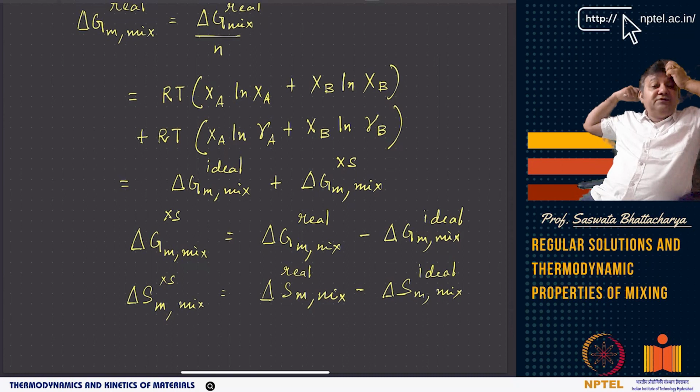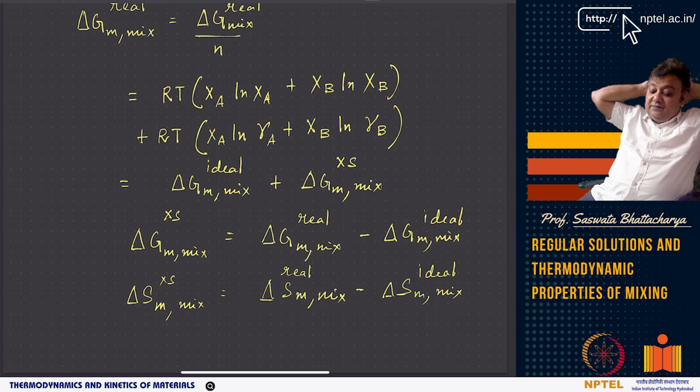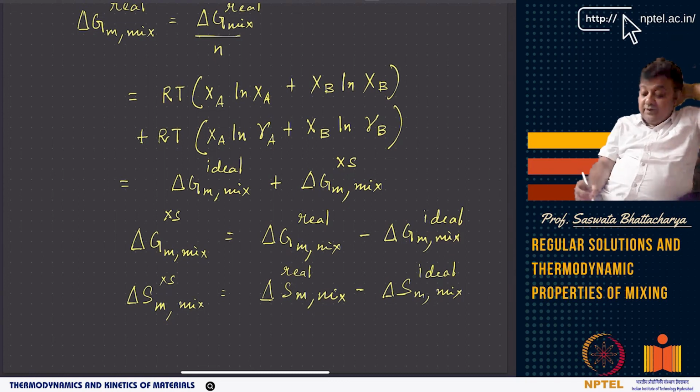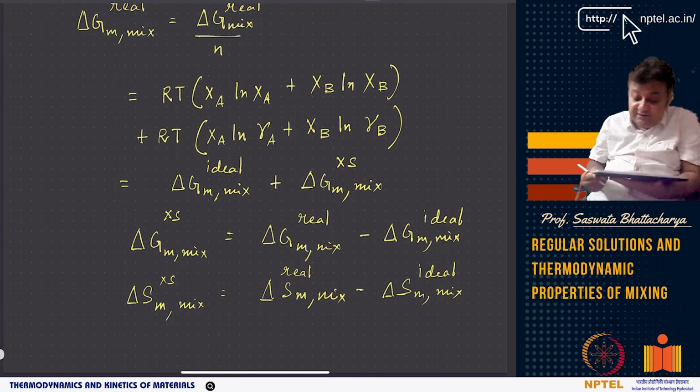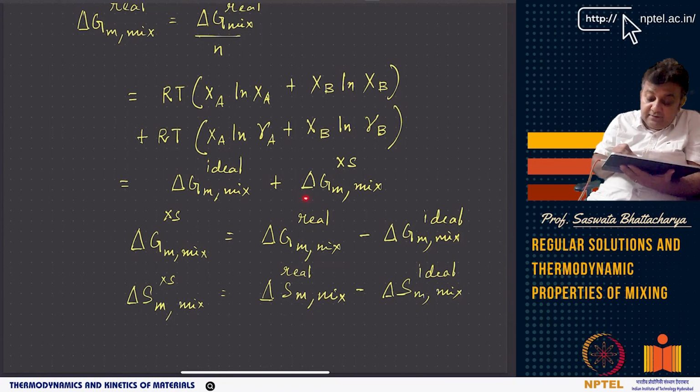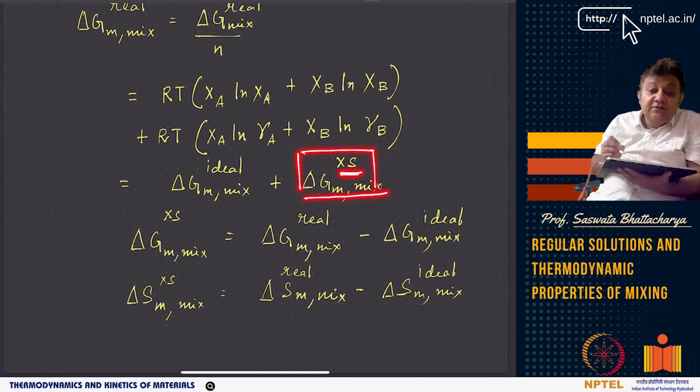So as you can see here, when you are looking at a real solution, there is a part which is also the ideal, meaning that we have proved that RT, XA ln XA plus XB ln XB is nothing but the free energy of mixing for an ideal solution, right? Free energy of mixing for an ideal solution. However, this term, RT times XA ln gamma A plus XB ln gamma B, is basically, as you can see here, delta Gm mix excess. Please note the superscript.